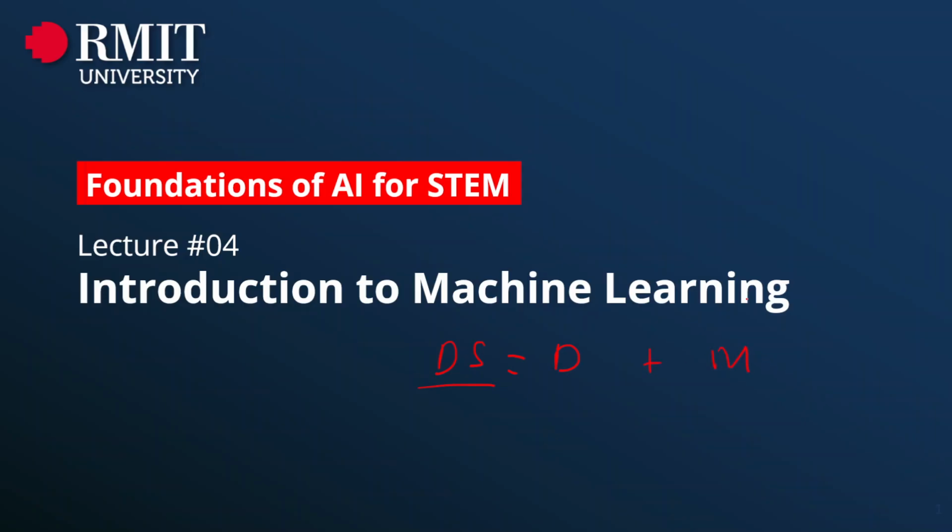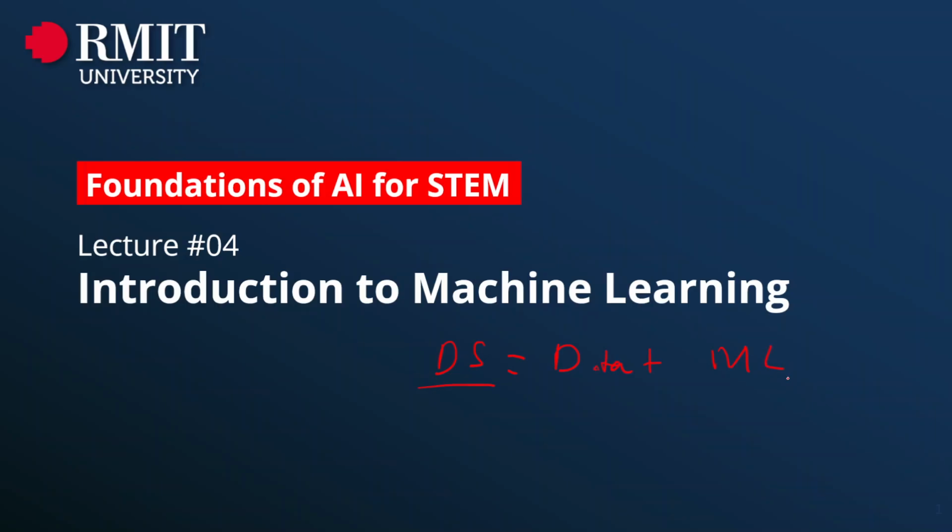We gave you the concept of data science, and if we simplify the concept, it will be the combination of D and M. So what is D and M, everyone? Yes, that's correct. Thank you. So that's data and machine learning.